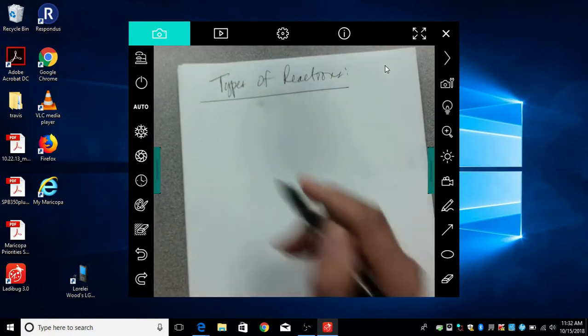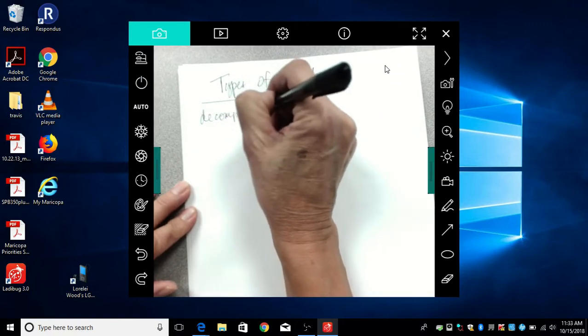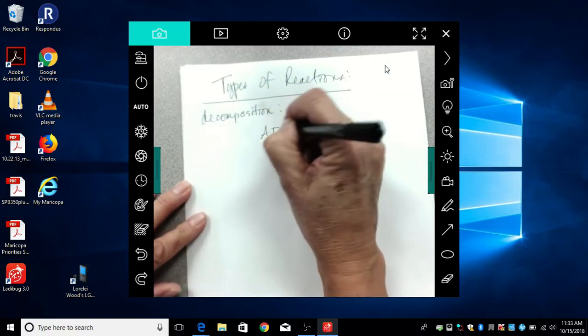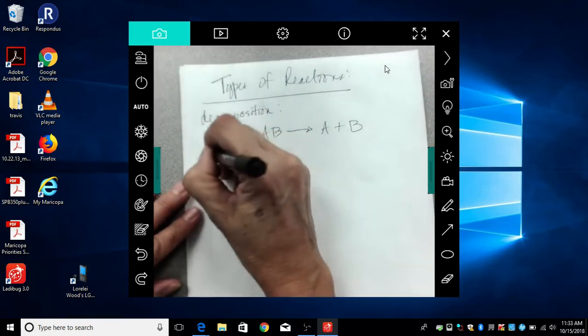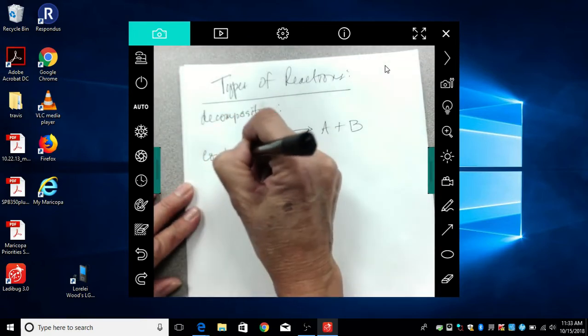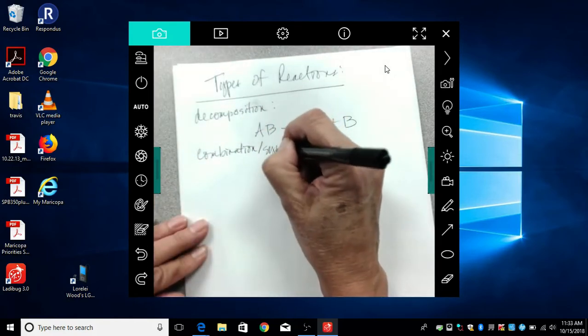And I believe we covered decomposition. Correct. AB reduced down to A plus B. You got something big, and you're breaking it up into smaller pieces. And then combination, A plus B yields AB. Well, we started. And this is also known as synthesis.